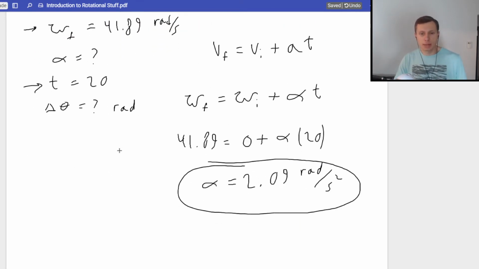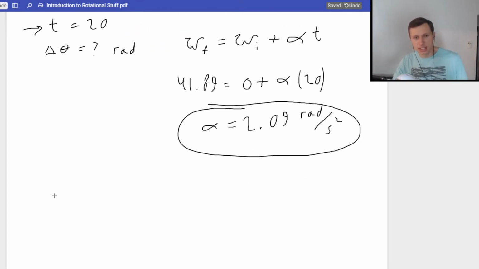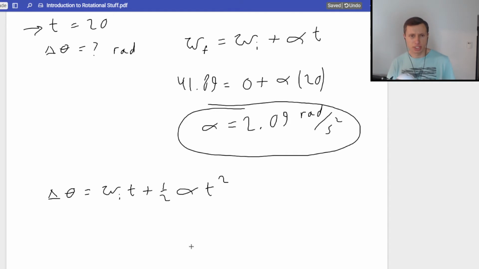So which equation should I plug into? I'll just tell you. It's going to be delta theta equals omega initial times time plus 1/2 alpha times time squared. There's actually a couple correct equations at this point since we have pretty much all the variables, but this one will work for us since we just found alpha.